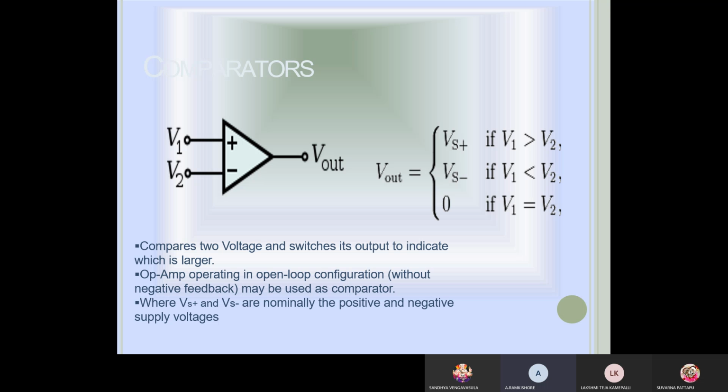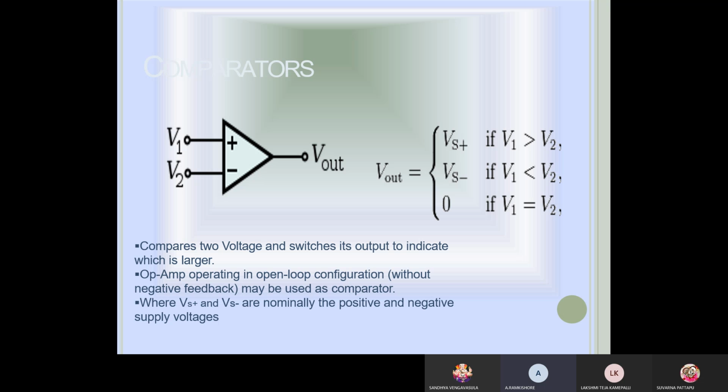Then if V1 is greater than V2, so V1 is 5 volts and V2 is 3 volts, 5 minus 3 is equal to 2 volts, that is the Vs plus voltage. V out is equal to Vs plus voltage.